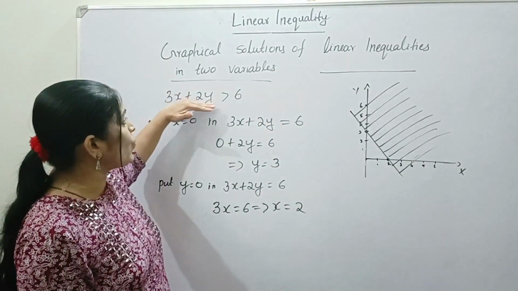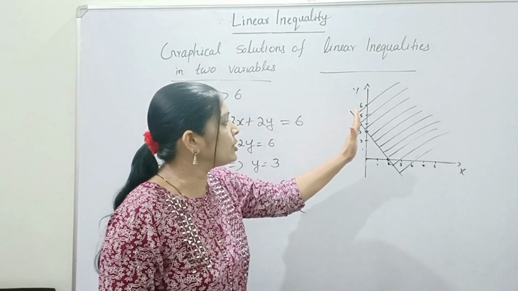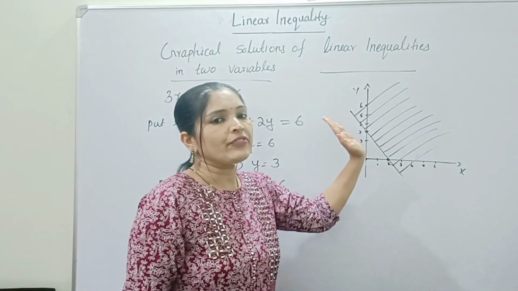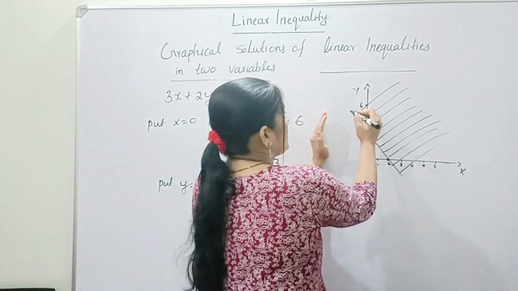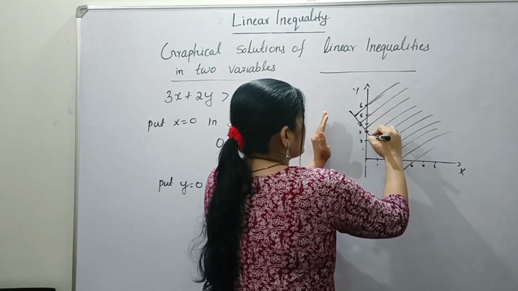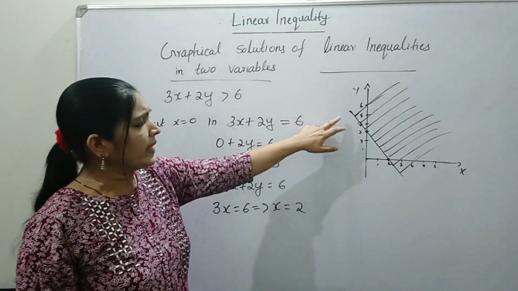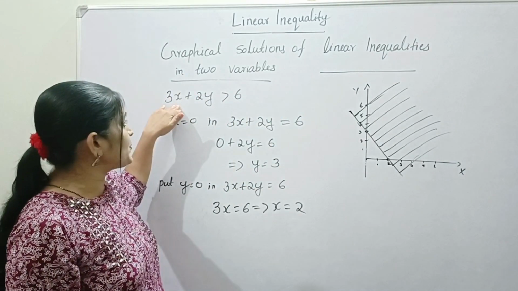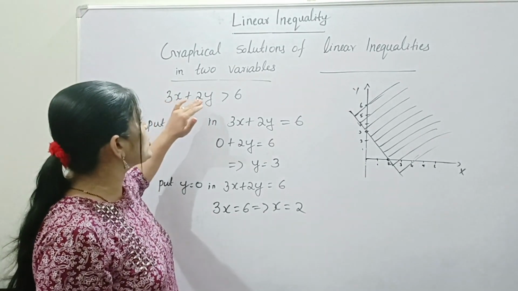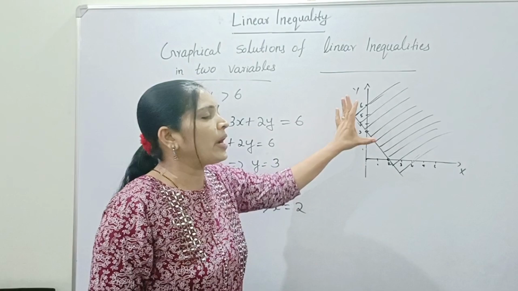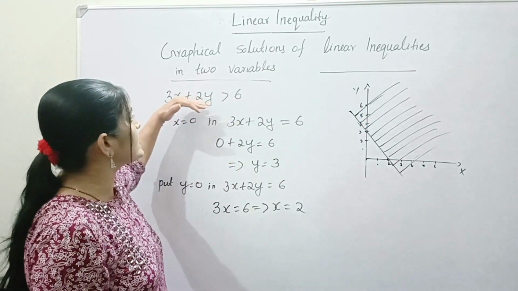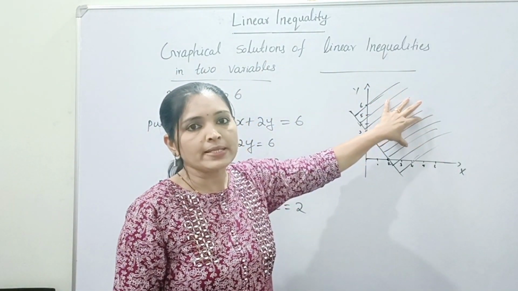If 3x plus 2y less than 6, our feasible region will be down. Now it is greater than 6, therefore our feasible region is from here, outside of this line. So it is the line 3x plus 2y equal to 6. Now the given inequality is 3x plus 2y greater than 6. Therefore our feasible region is this one, because its solutions are lying here in this region.